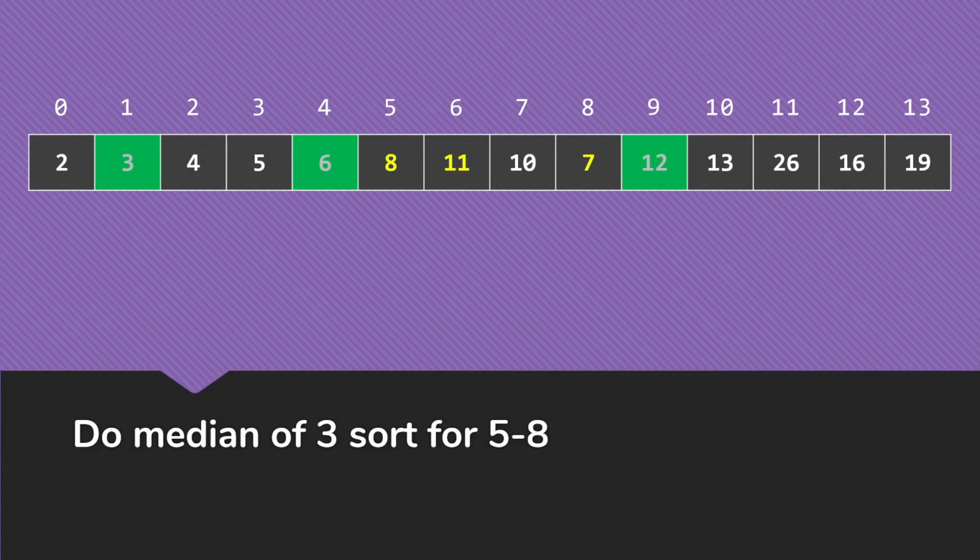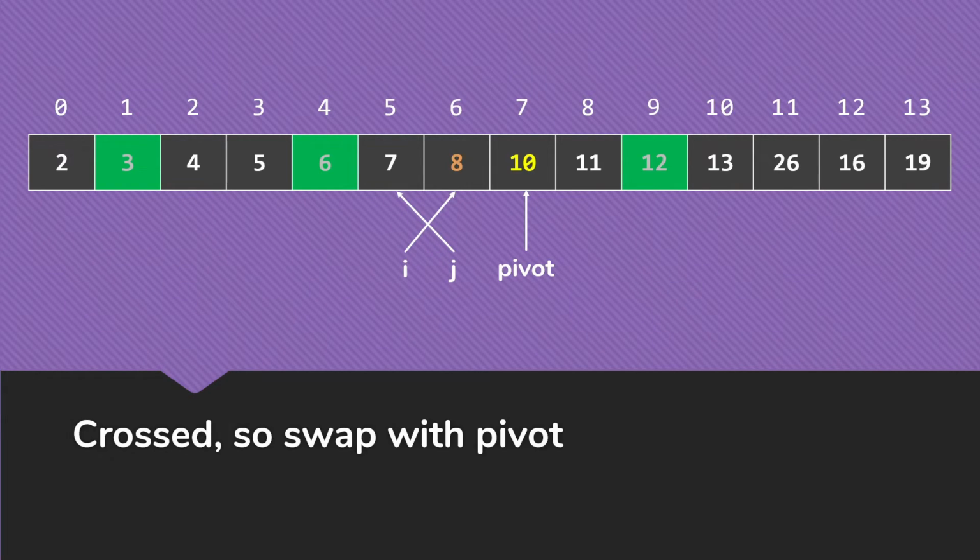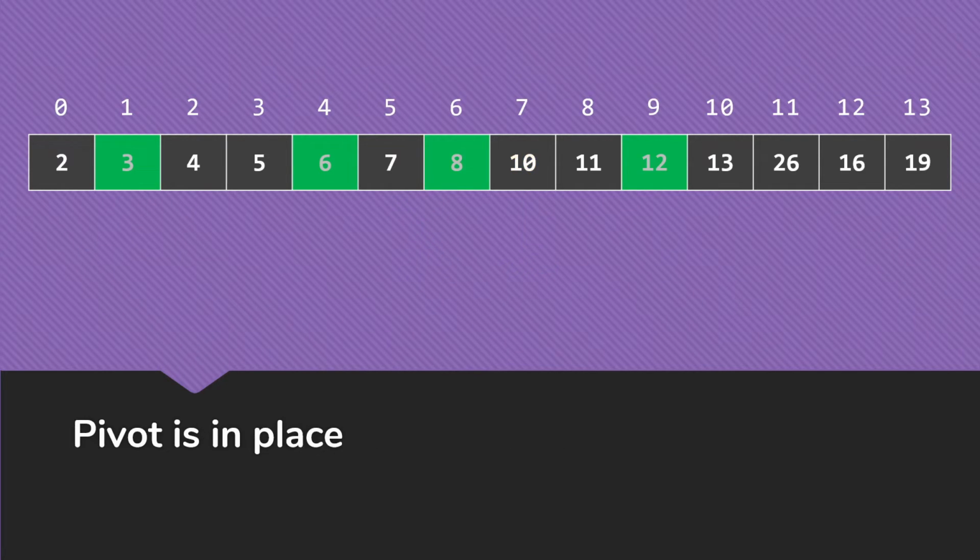Now we'll do the median of 3 sort for indices 5 through 8. So put those values in order. Set up 8 for our pivot in index 7. Set up our I and J counters. I will stop when it gets to the 10 in index 6. J will stop when it gets to the 7 in index 5. So we'll swap the 10 and the 8, putting our pivot in place.